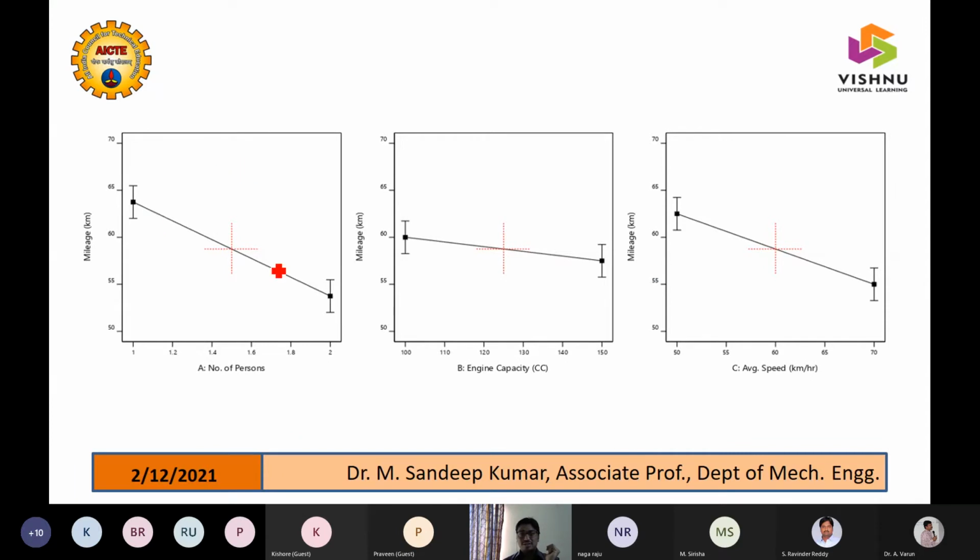If you see, this is what it was saying with number level 1 and level 2. With level 1, the mileage was more, in this range. With level 2, with number of persons too, this was the thing. But when it came to capacity of an engine, there wasn't much difference, like 60 and 57 or 58. That's why it was saying that the engine capacity is not a much significant factor.